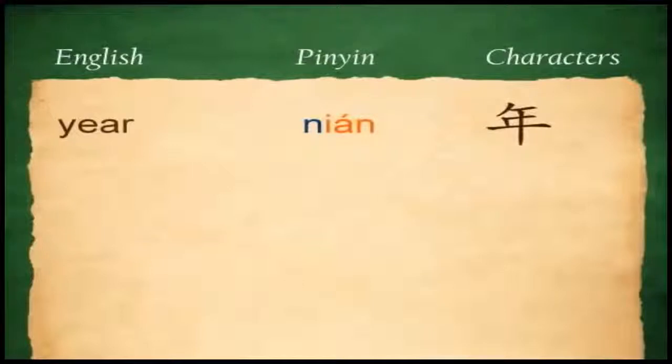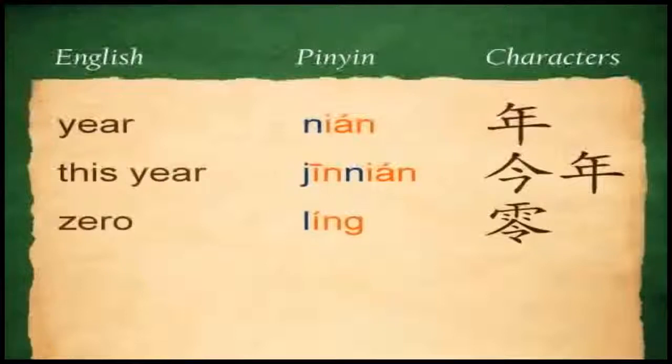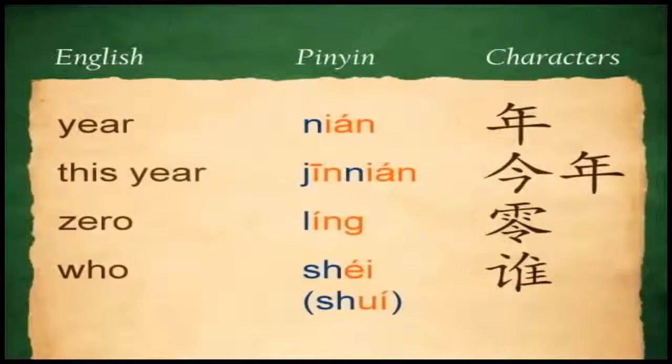年, meaning year. Say 年 with me. 年. 今年, meaning this year. Repeat after me. 今年. 零, meaning 0. Say 零 with me. 零. And 谁, meaning who. Say 谁 with me. 谁. There are two ways to say who in Chinese. We have learned and used 谁. Another pronunciation is 谁, which you might hear from time to time.